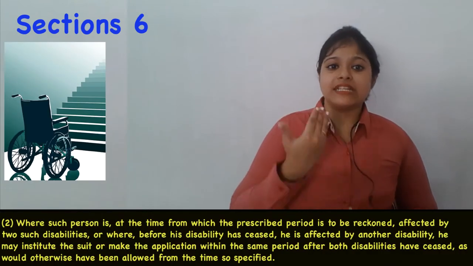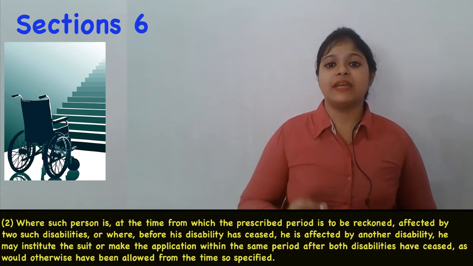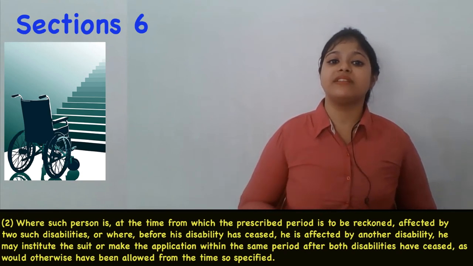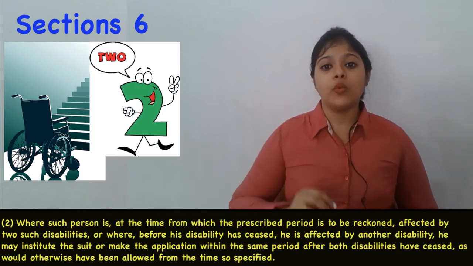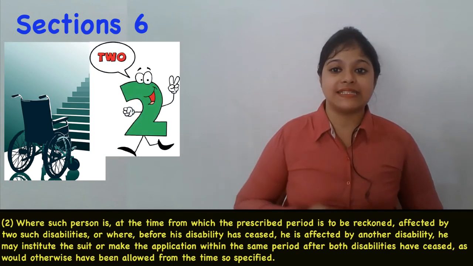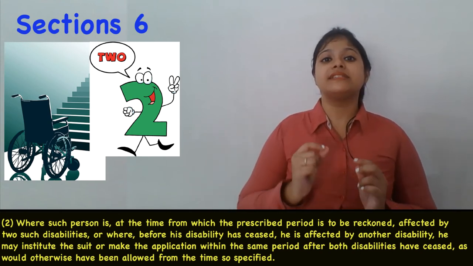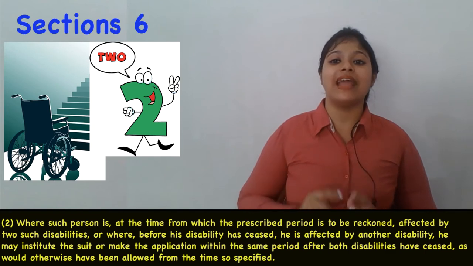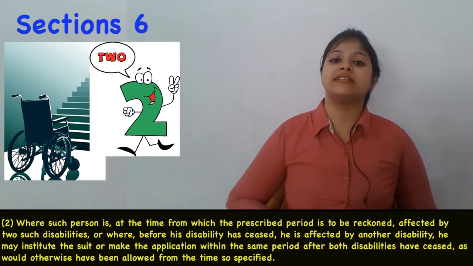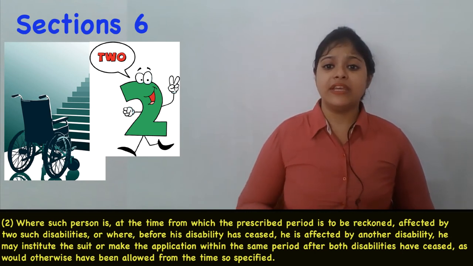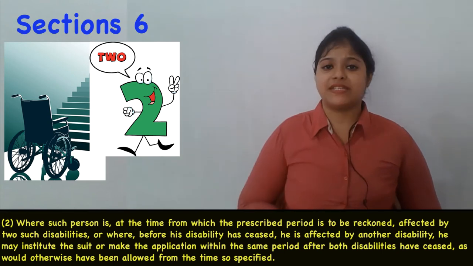The second situation is that when a person, at the time when the prescribed limitation period has started, is affected by two disabilities, or where before his disability has ceased he is affected by another disability, he may institute a suit or make an application within the same time after both the disabilities have ceased, as would otherwise have been allowed from the time so specified.